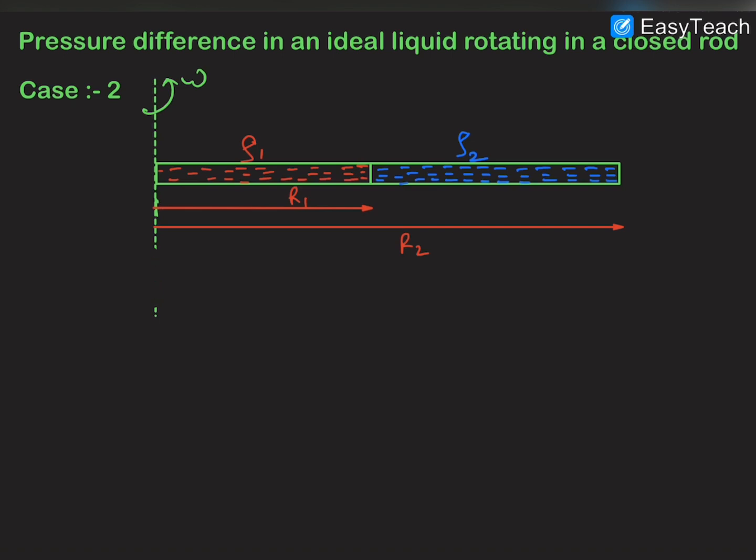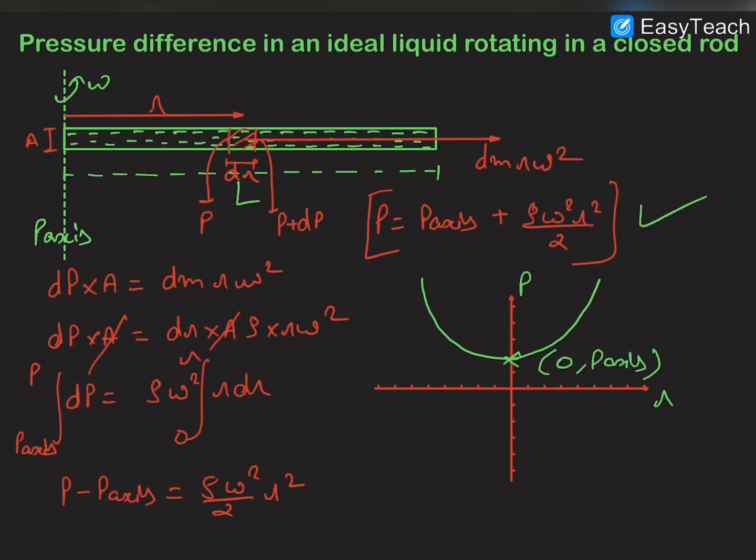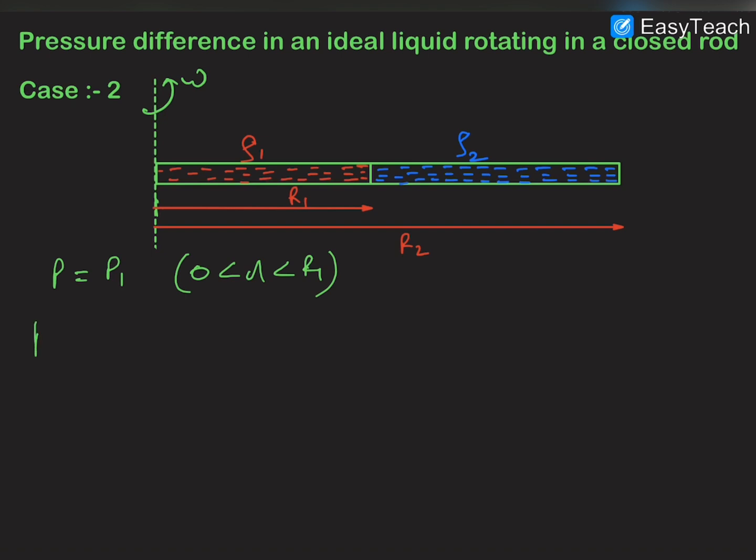So let us first of all suppose that the pressure in section 1, in this section, is P1, and let us write that R will be greater than 0 but less than R1. So in this section, the pressure will be obviously the one we have already calculated. So P1 will be equal to P axis, where P axis is the pressure of the liquid at the axis of rotation, and this would be given in the question, so we don't have to worry about that.